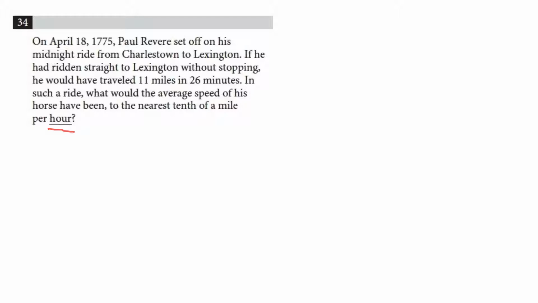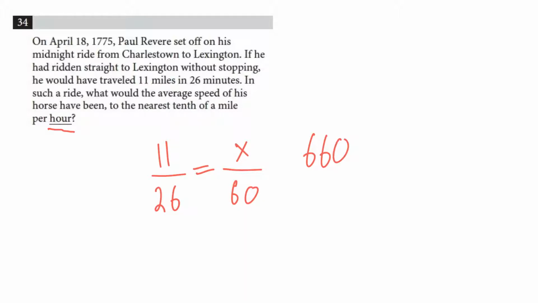So we have 11 miles in 26 minutes. And we want to know how many miles in 60 minutes. Okay, so we have a proportion to solve here. We cross multiply and we'll get 660 equals 26x, divided by 26, divided by 26.